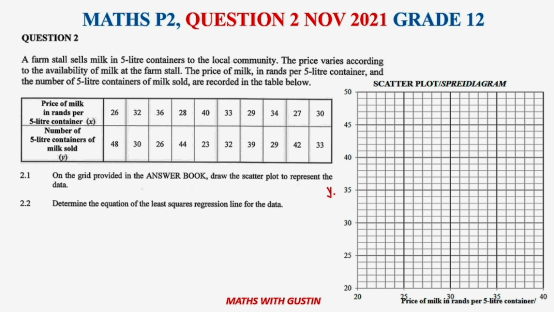So this is our y-axis here. Here we go. The first point on the x-axis is 26, so 26, 7, 8, 9, 10. So 26 is here, and then we have 48. 46, 7, 48. So our first point is here. I'm going to mark it with a star. There you go. And then we have 32, 31, 32, and also 30 as well.